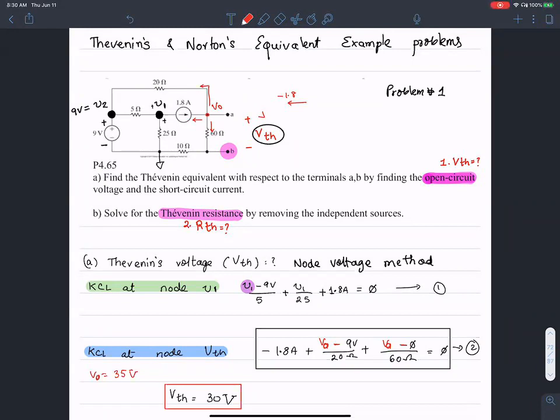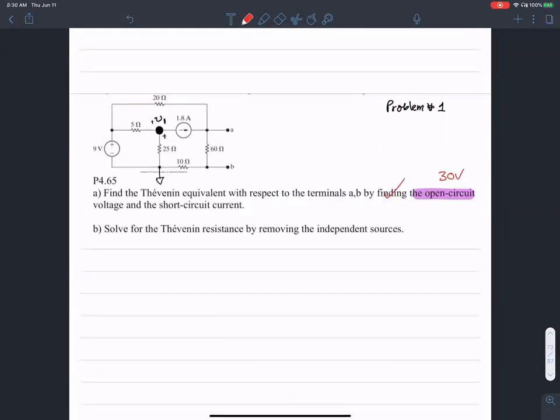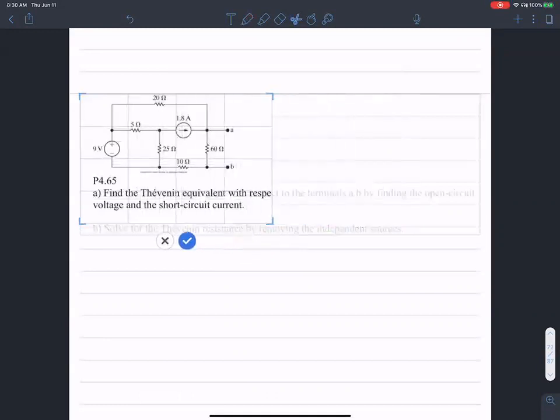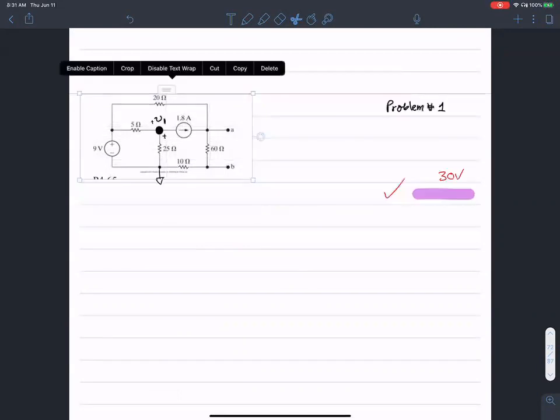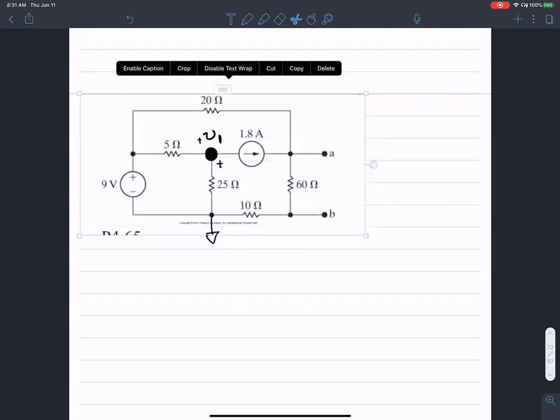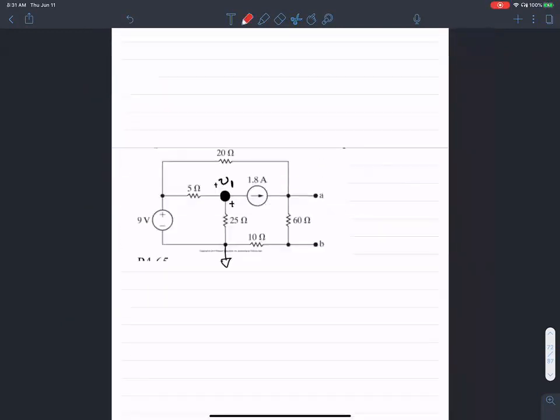Okay. So now let's see if we can solve for the Thevenin equivalent resistance. The first step was to find VTH. We found VTH to be 30 volts. The second step is to find RTH.